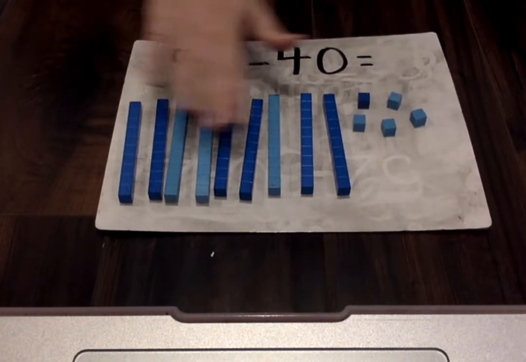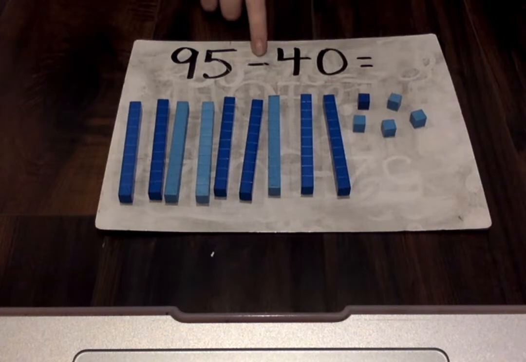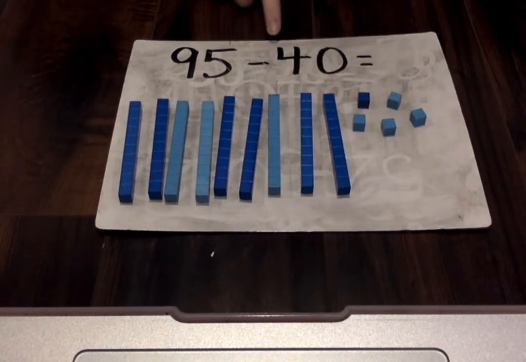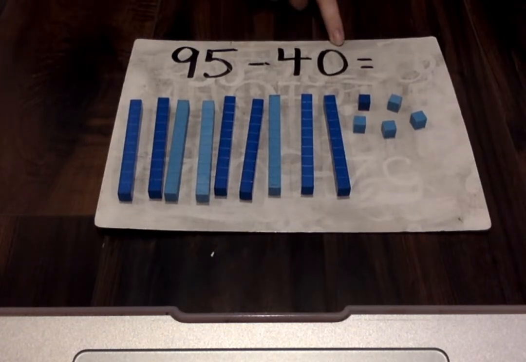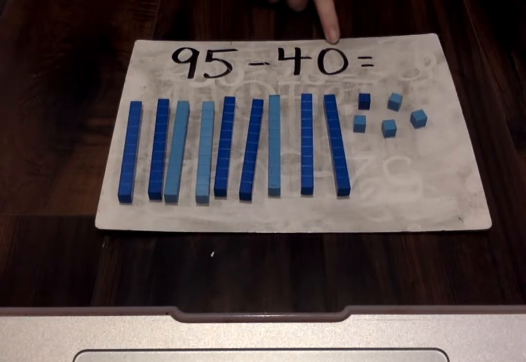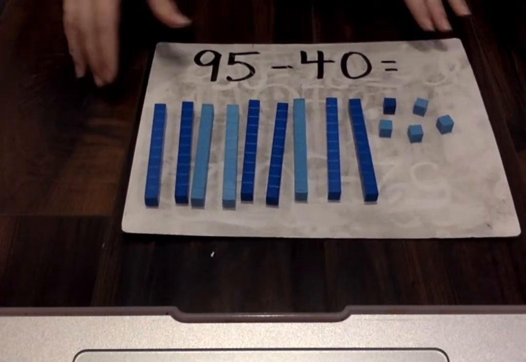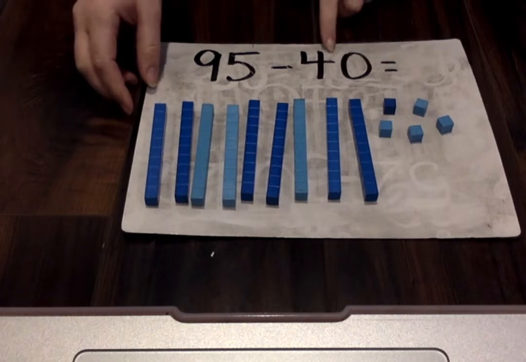Now, I have 95 and I have a minus sign. I'm going to take away 40. So should I build 40 out of my tens blocks? Or should I draw it? Should I make 40 tens? No, because I'm taking them away. So I'm going to move them like this. I have 95, I'm going to take away 40.